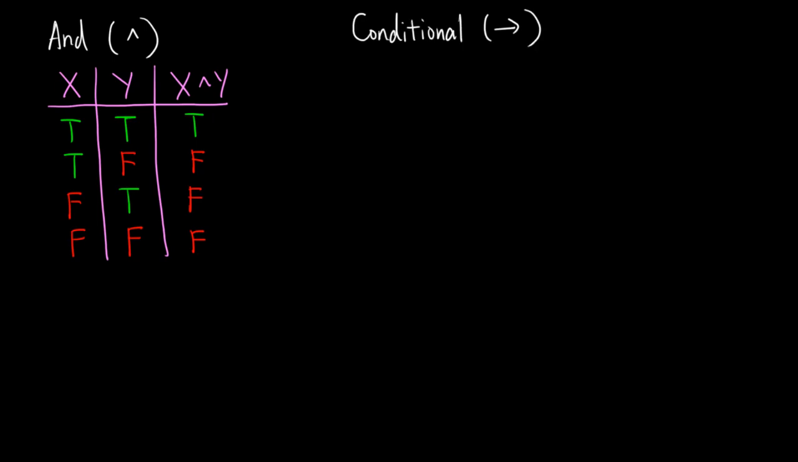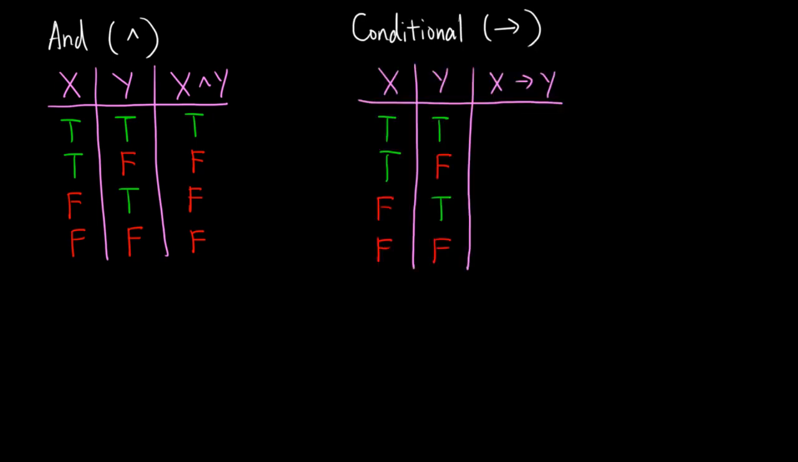Now, let's consider the truth table for the conditional x arrow y, which is probably the most confusing so far. The first case is straightforward. If x is true and y is true, then it makes sense that the implication x arrow y is also true. The second case also makes sense. If x is true and y is false, then of course I cannot say that y is true when it is given that x is true, because I already know that y is false.